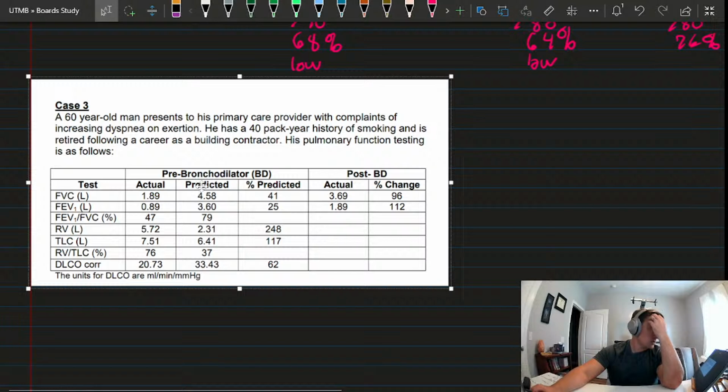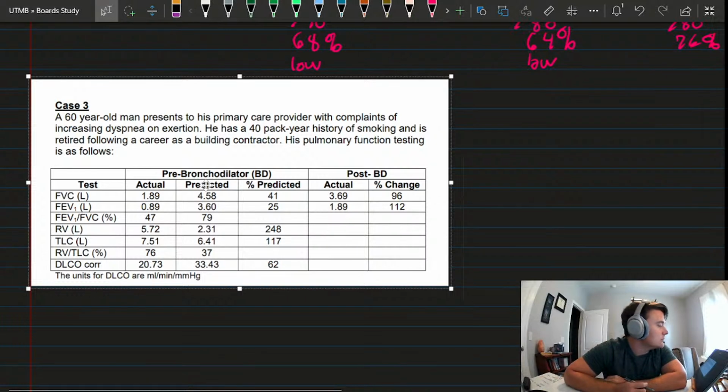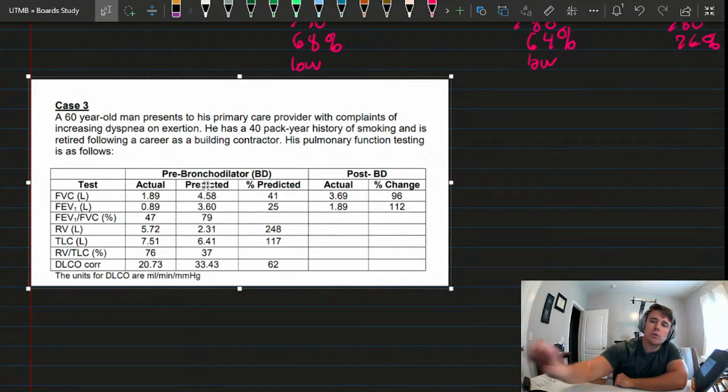Sixty-year-old man presents to his primary care provider with complaints of increasing dyspnea. Smoked a lot. So it's 40 pack-years. 52 weeks in a year. So he smokes a little less than 1 pack a week.